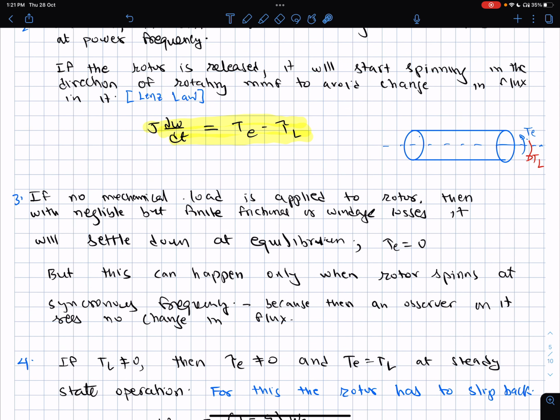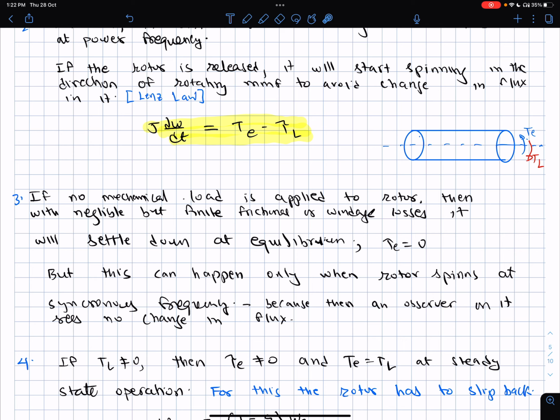Now, for the time being, TL is 0 because I have not put any load on the rotor. Then, if I want to reach a steady state condition, what should be TE? TE should be 0, because if TL is 0 and TE is not 0, then the machine will keep accelerating. So if you have to have a steady state, then TE should become equal to 0. But when will TE become equal to 0? When there is no current in the rotor winding.